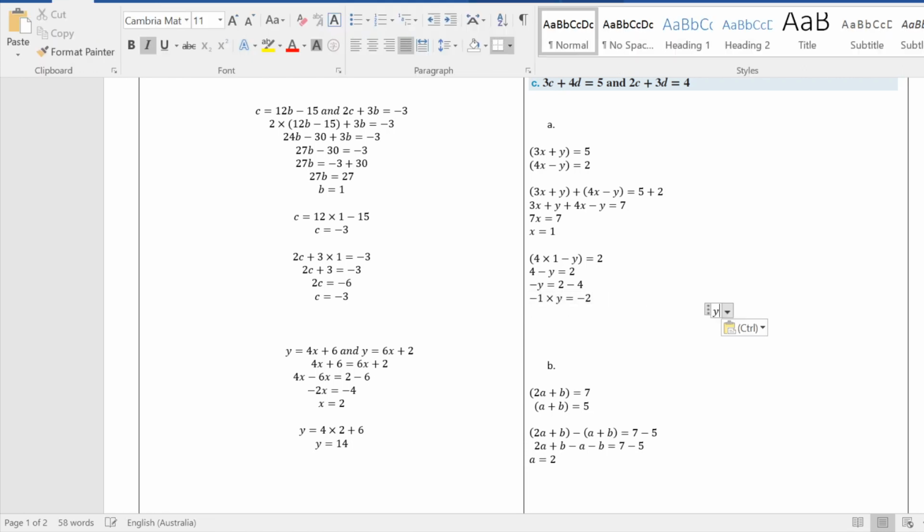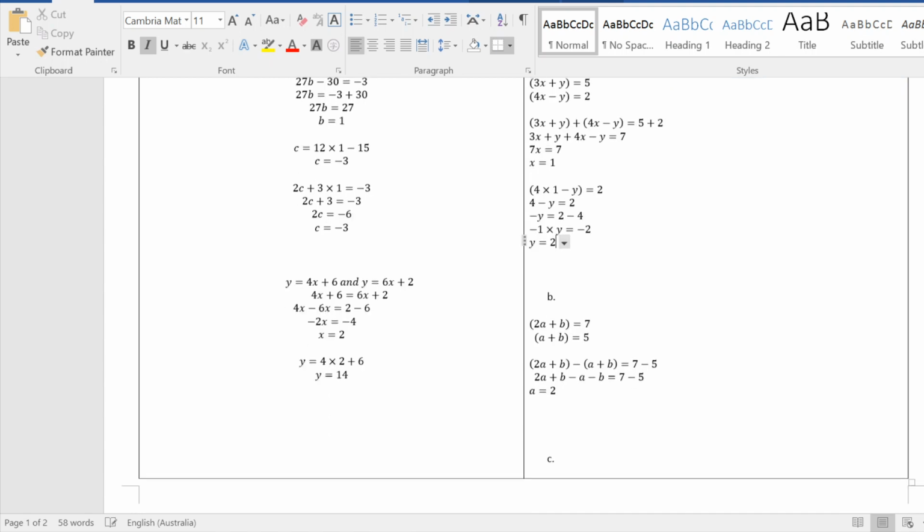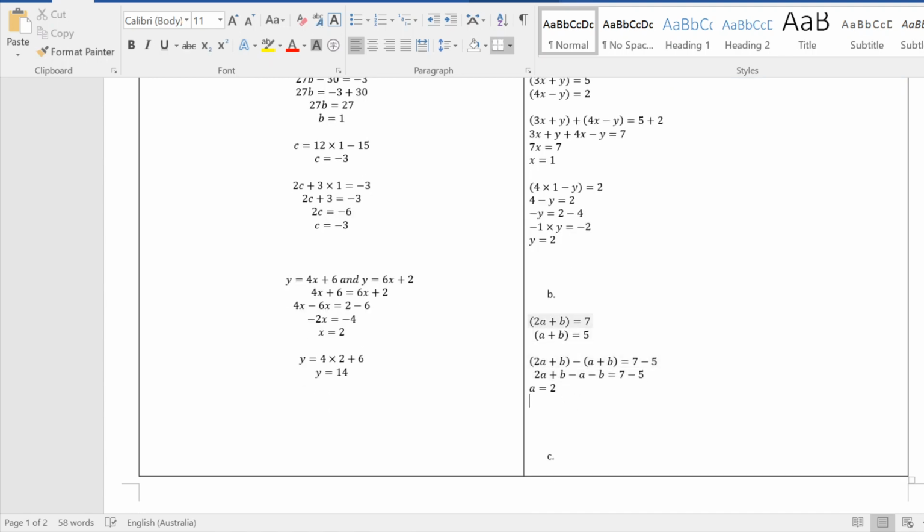We're going to end up with y is equal to -2 over -1, which is just going to give you 2. There's our y value, y equals 2. Now for this one, we found the a value. Let's go find the b value.